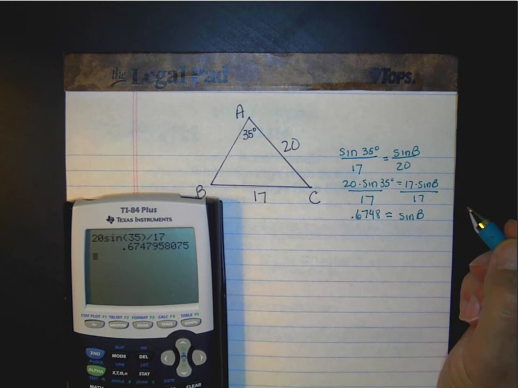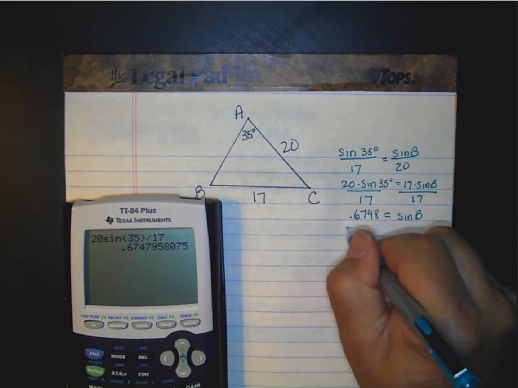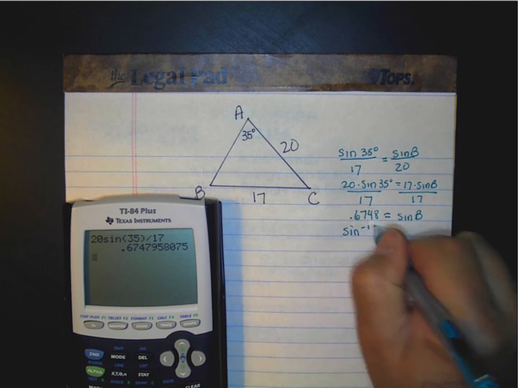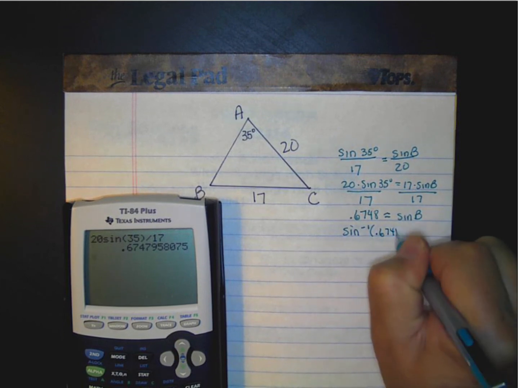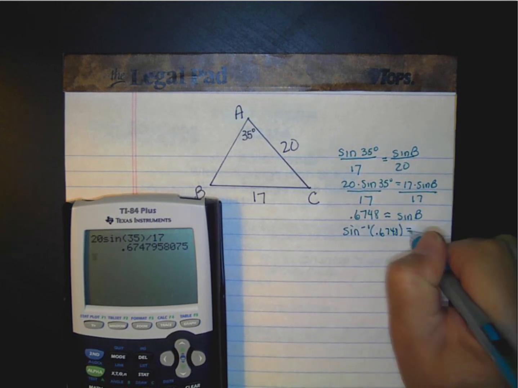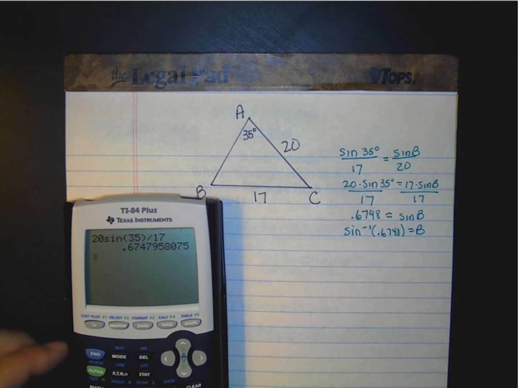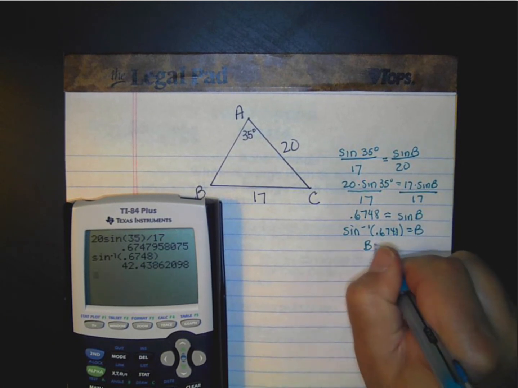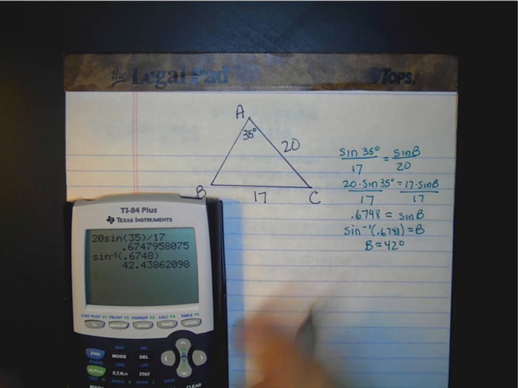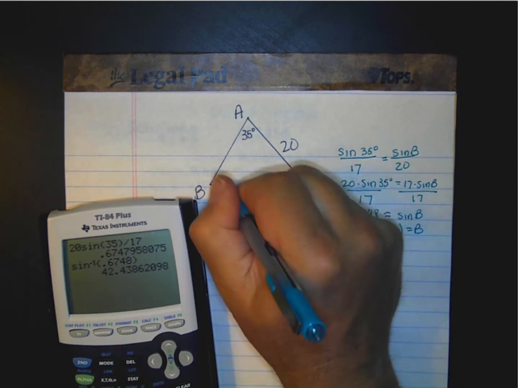Now we want to do the inverse. Sine inverse of 0.6748 is going to equal angle B. Sometimes they'll call this the arc sine, ARC. I don't know why, I don't know everything. But second sine of 0.6748 is approximately 42 degrees. So angle B is approximately 42 degrees.